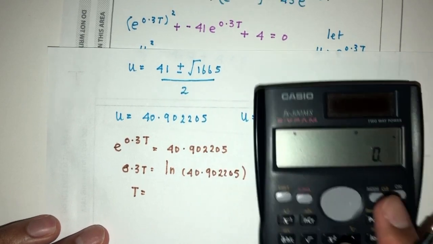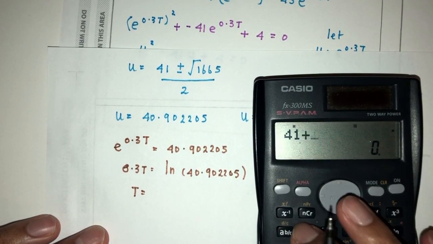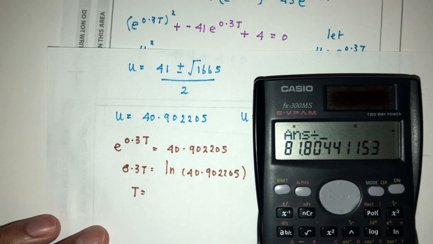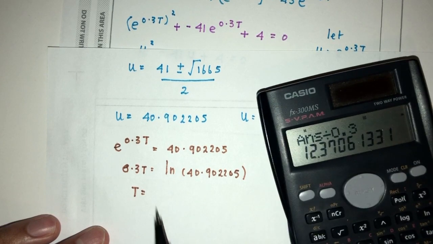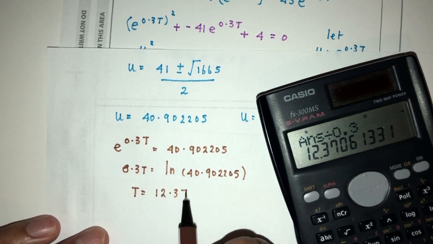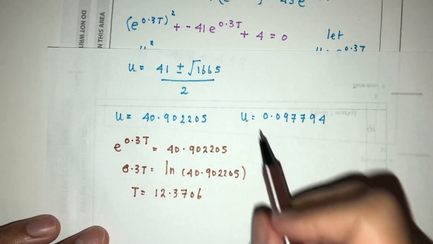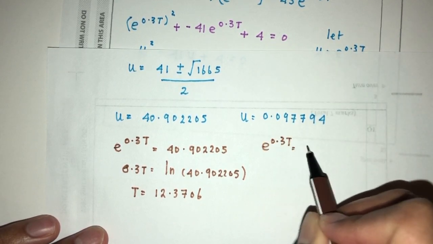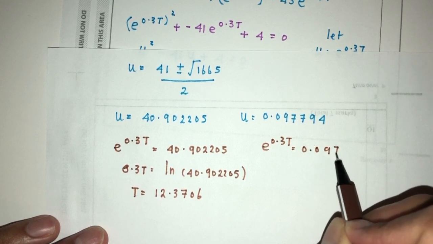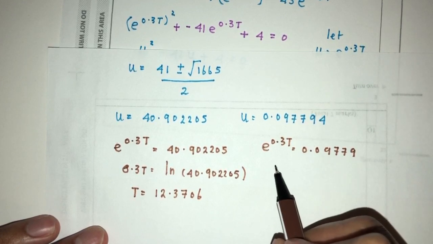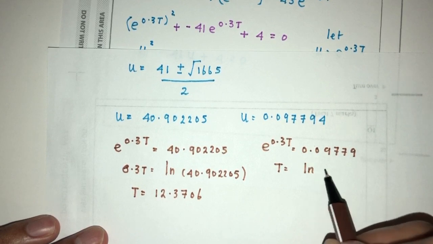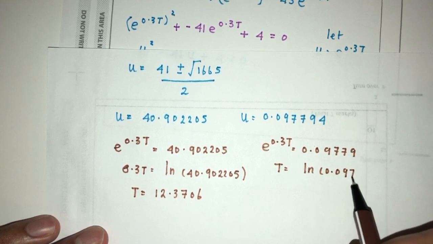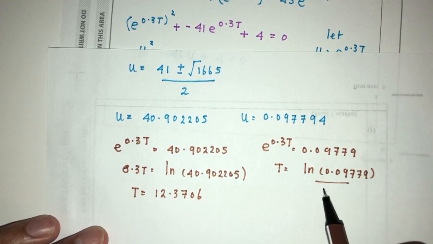So let me double check this one more time. So 41 plus root of 1665 divided by 2. Now ln of the value will be this divided by 0.3. That will be 12.3706. Now for this one, same thing again. So there we have exponential 0.3t has to be 0.09779. So which means t has to be ln of the value over here, right? And then divide by 0.3.